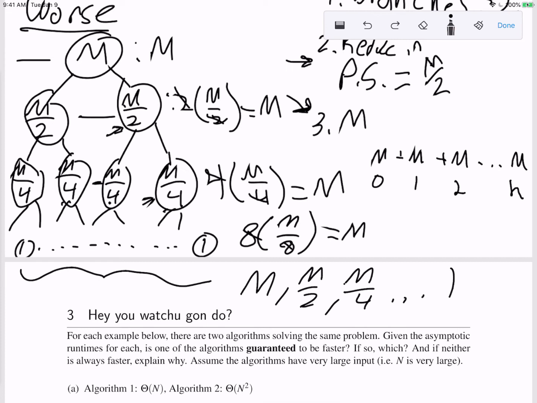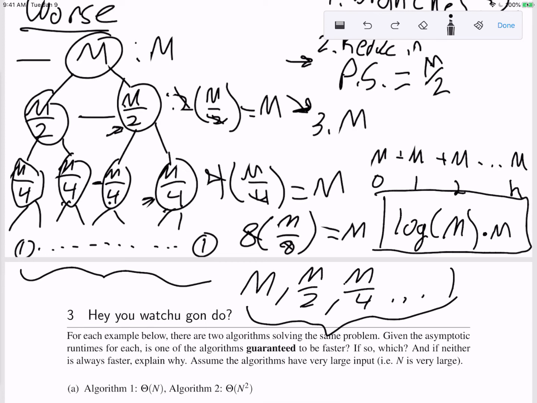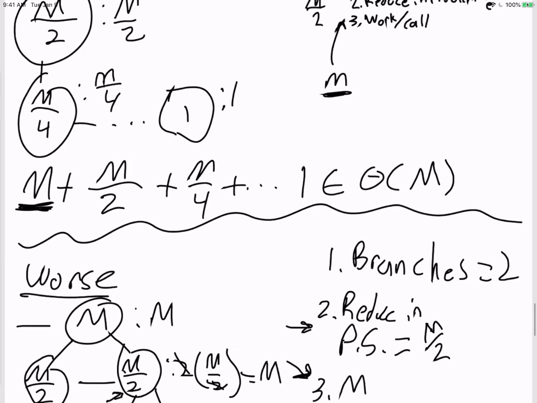Well, how many times do I need to divide by 2 to get from n to 1? That's just the definition of the log of n. So that's how many times you need to divide by 2 to go from n to 1. Okay, so there are log of n levels. Each one does n work. So that's our runtime. Let's plug that in here.